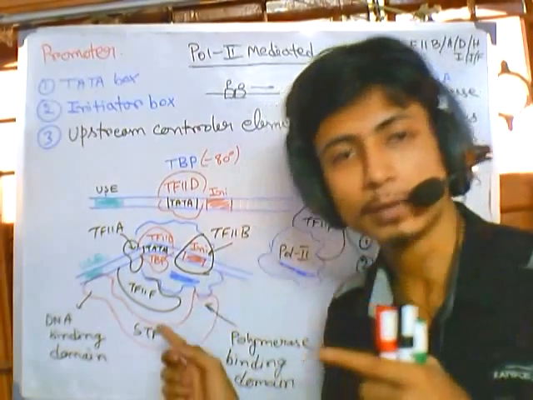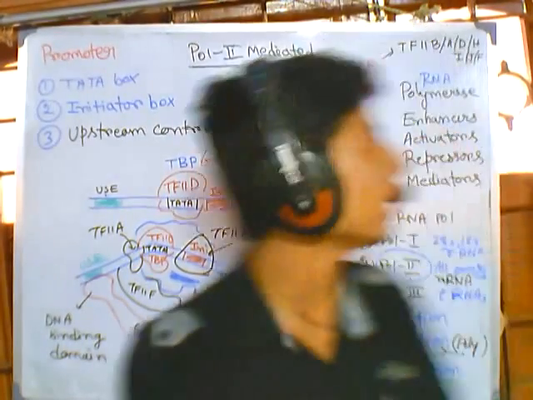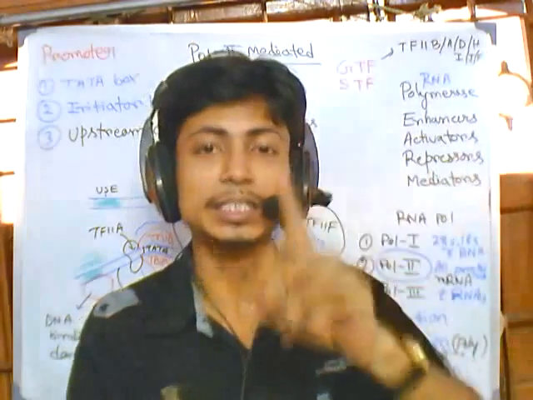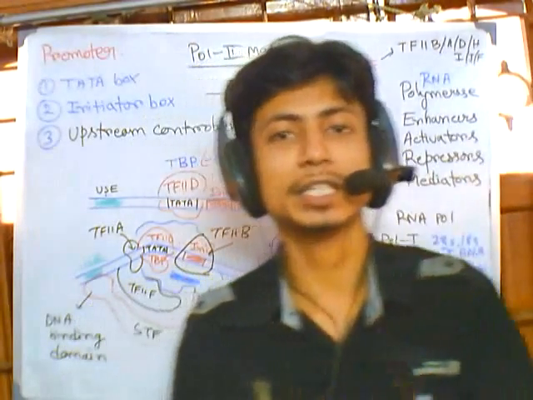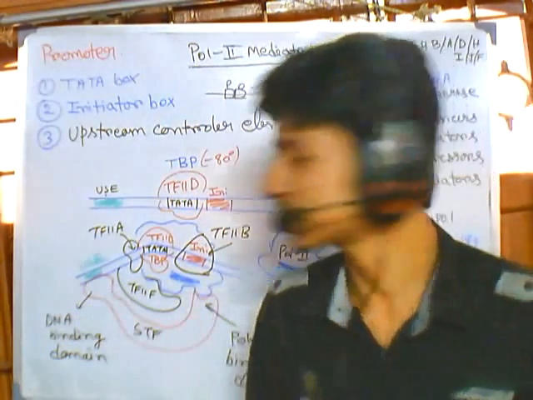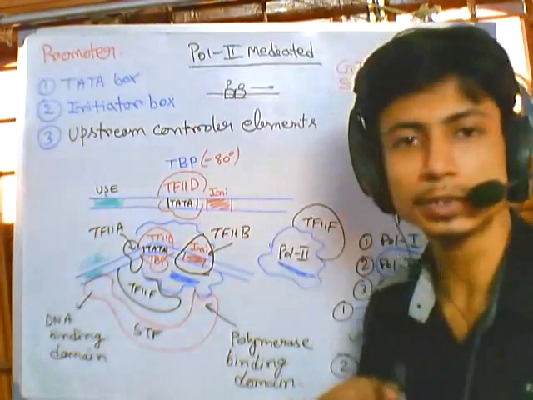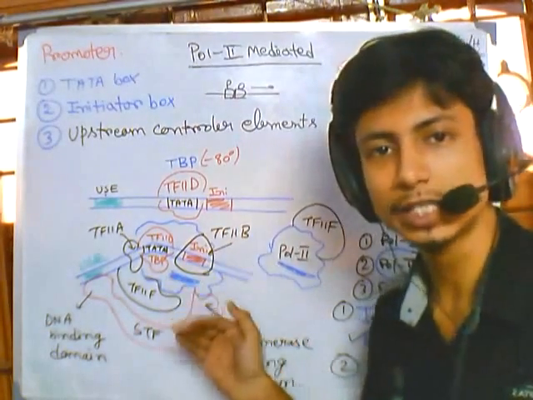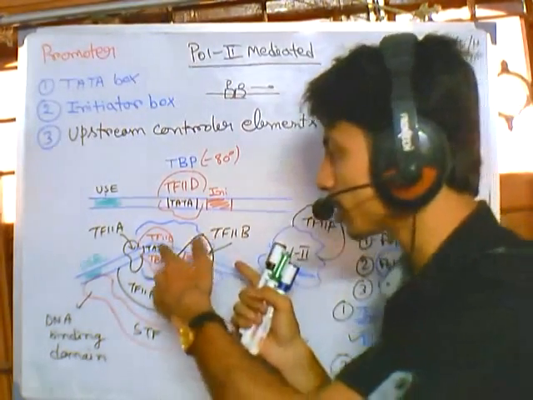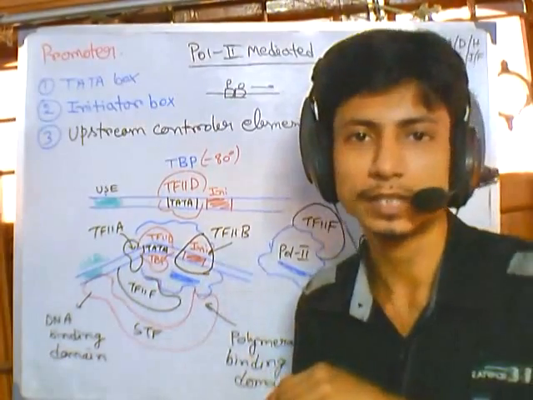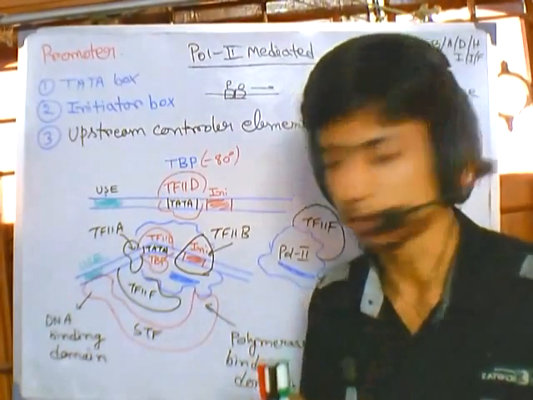And this is also conducted by TFIIH. So you can see TFIIH is functioning in multiple ways. It is telling RNA polymerase II to start proper functioning, and it is also helping to melt the double-stranded structure of the DNA and initiate the process.